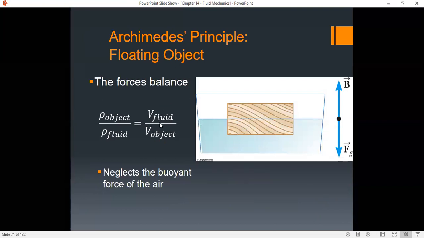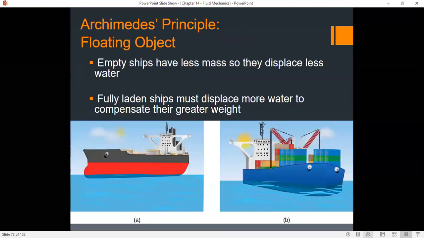Again, looking at this, the density of the object divided by the density of fluid will determine what fraction of the object is above the water and what fraction is below the water. So again, like this piece of wood, if you're about 50% the density of water, it's going to be half submerged and half above. A little denser, let's say instead of pine, which has a specific gravity of about 0.5, let's say you're talking about oak. Oak will be about 80% below the surface of the water and 20% above.